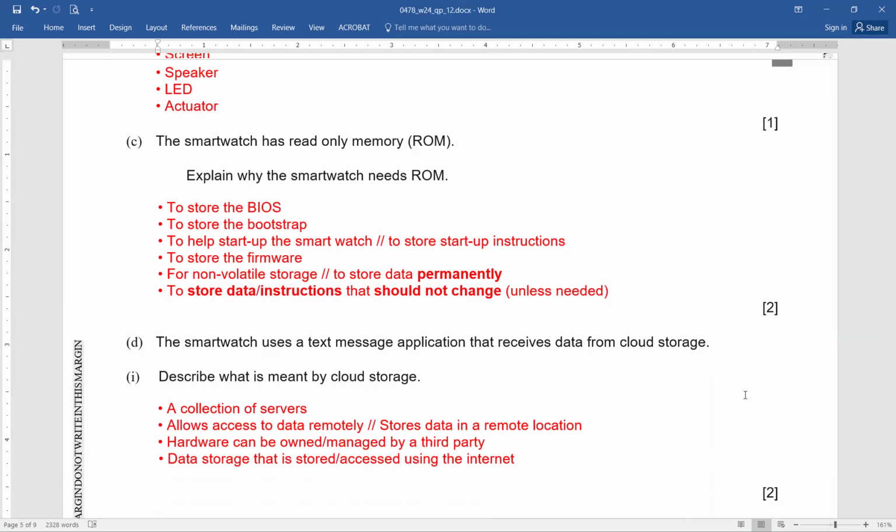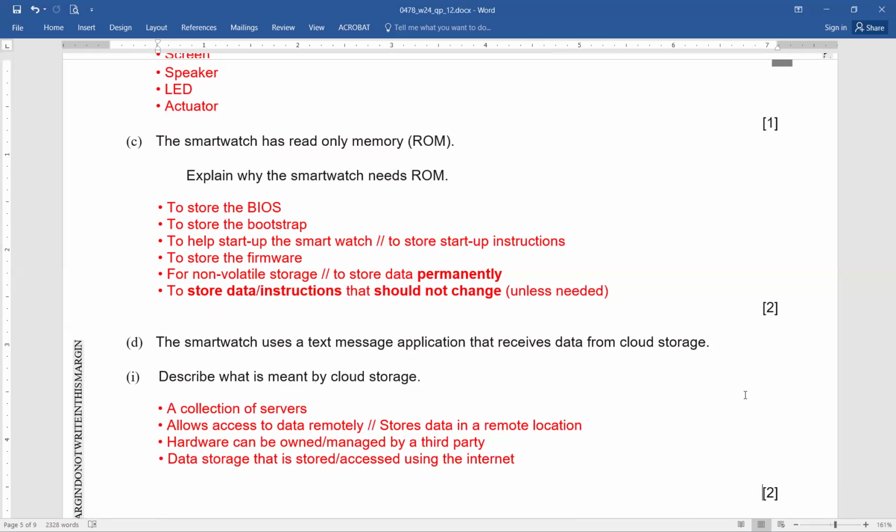stores the data in a remote location. Hardware can be owned by a third party, and whatever is stored on the cloud storage is accessed using the internet. So if you explain it in simple words, a collection of remote servers that can be accessed using the internet, that is a very comprehensive answer. You will definitely be scoring 2 out of 2.